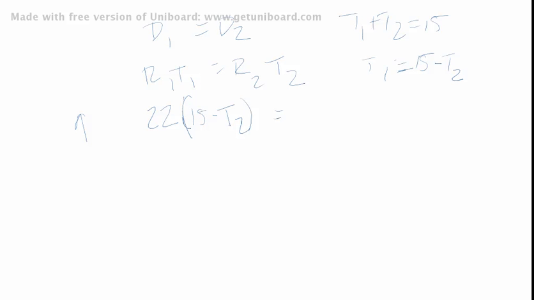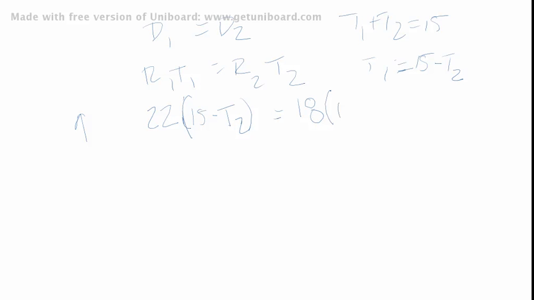so that means rate 1 times time 1 equals rate 2 times time 2. Again, we said that rate 1, which was the distance up, was 22, and time 1 was equal to 15 minus t2, because t1 plus t2 equaled 15, so t1 equals 15 minus t2. So we write that over here: 15 minus t2 equals rate 2, which we said was 18 because they were fighting the current then, times t2.